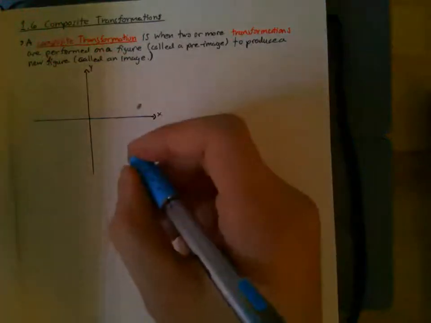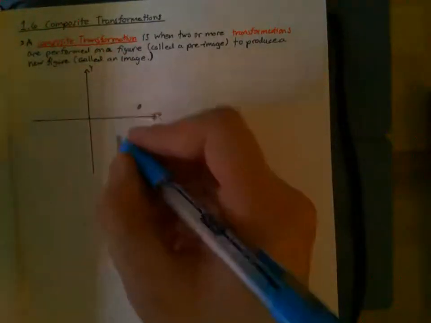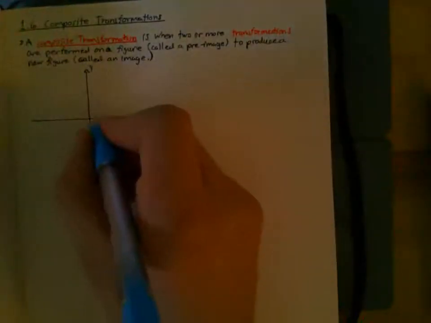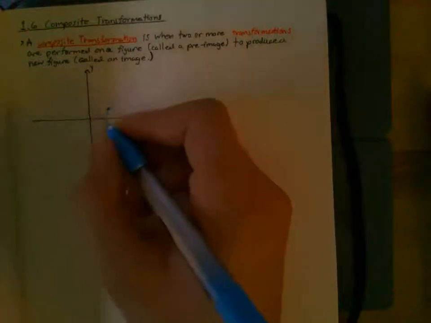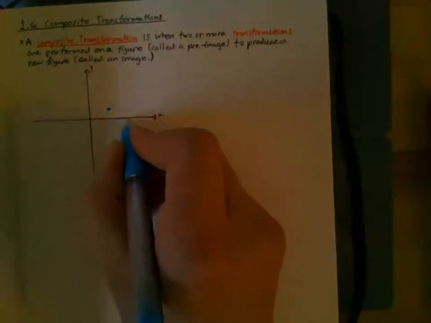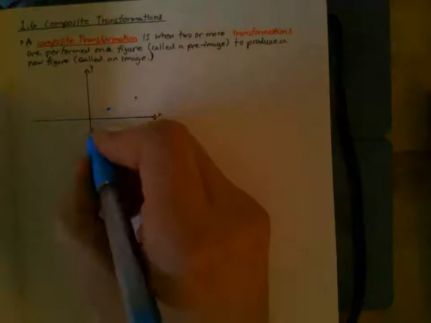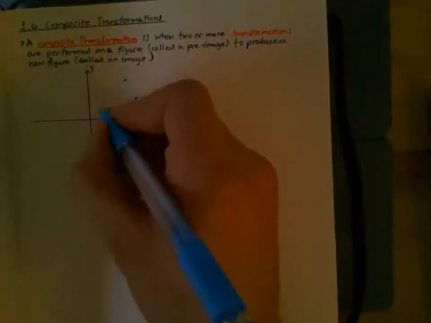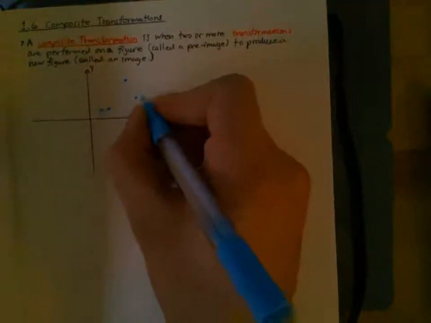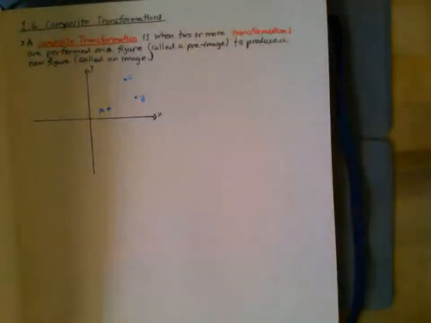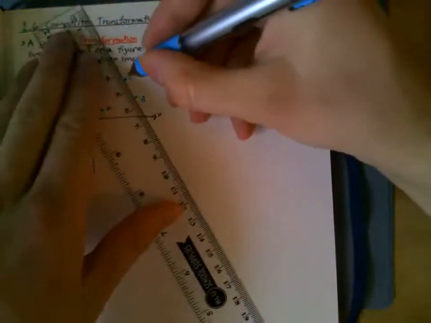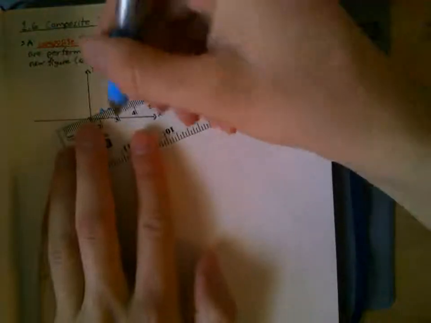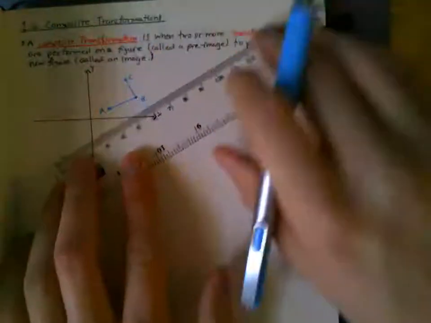Anywho, let's go ahead and start off. Let's say that I have a triangle that starts at (2, 1), (5, 2), and (4, 4). So over 2, up 1, then over 5, up 2, and then over 4, up 4. Here's A, B, and C. All right, simple enough. Nothing too crazy. Connect my points together.